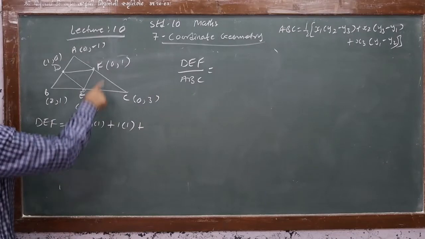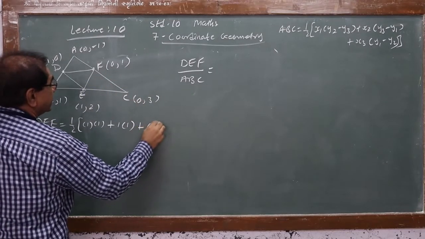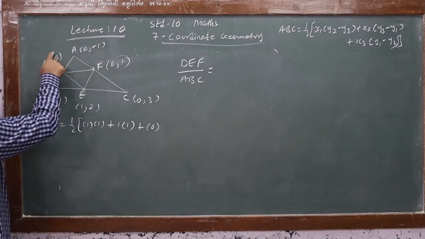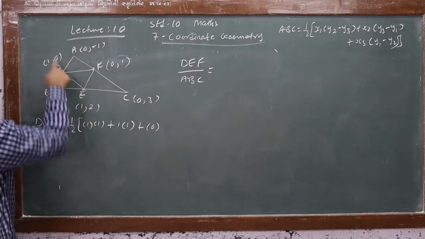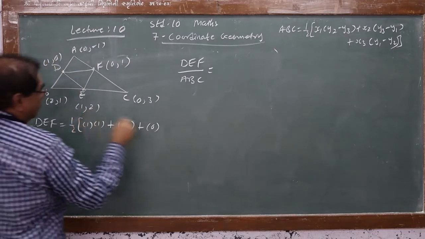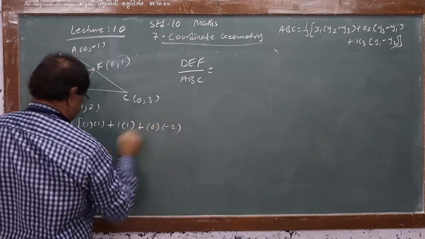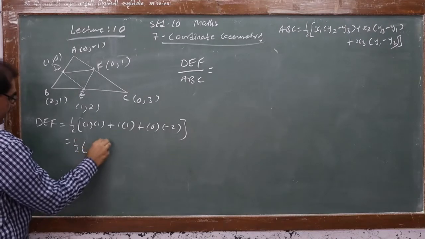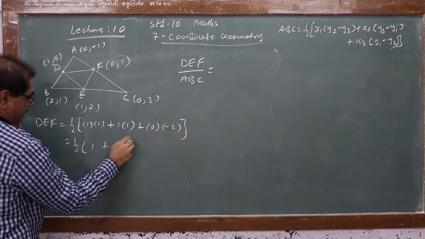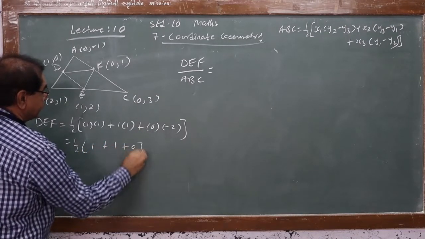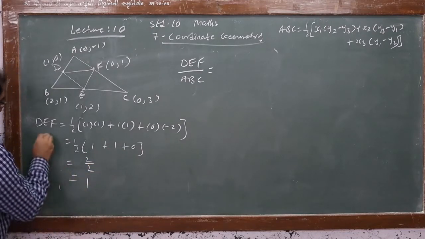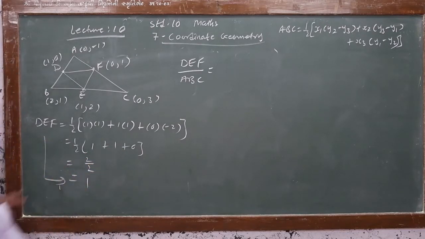Plus x3, it is 0. Okay, so x1, y1 minus y2. So 0 minus -2 is -2. So is equal to 1/2. 1 ones are 1 plus 1 ones are 1 plus 0 into anything, answer is 0. So it is 1 plus 1, 2 upon 2, answer is 1. So your area of triangle DEF is 1.